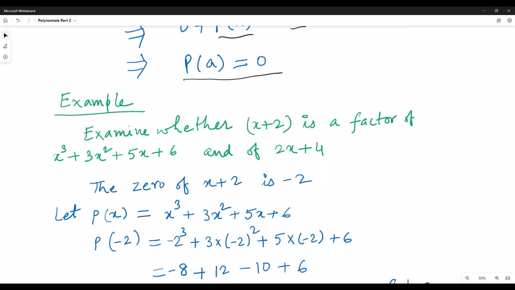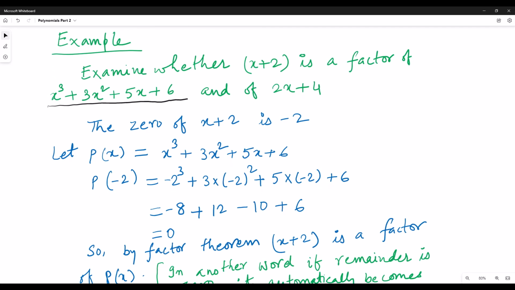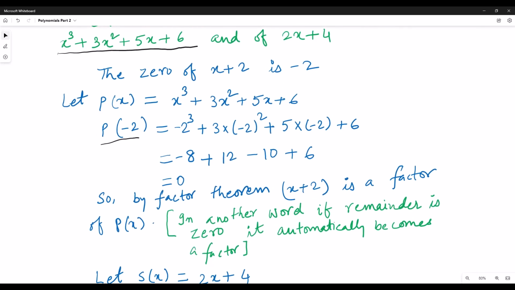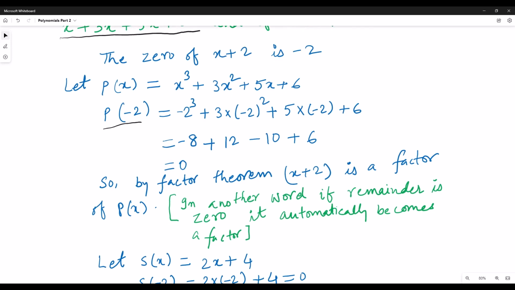Example: examine whether x plus 2 is a factor of this polynomial. So we have to see if x plus 2 is a factor of this polynomial. It will be a factor when p(minus 2) is equal to 0. When x equals minus 2, this expression becomes 0, then x plus 2 will be a factor, because the remainder is 0. The zero of x plus 2 is minus 2, so p(minus 2) is 0. So by the factor theorem, x plus 2 is a factor of p(x).